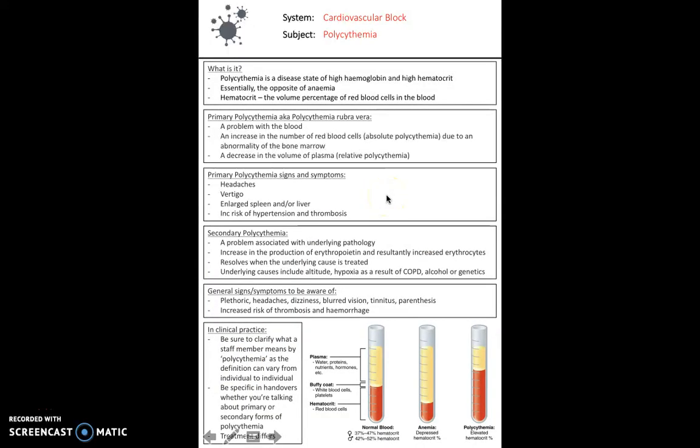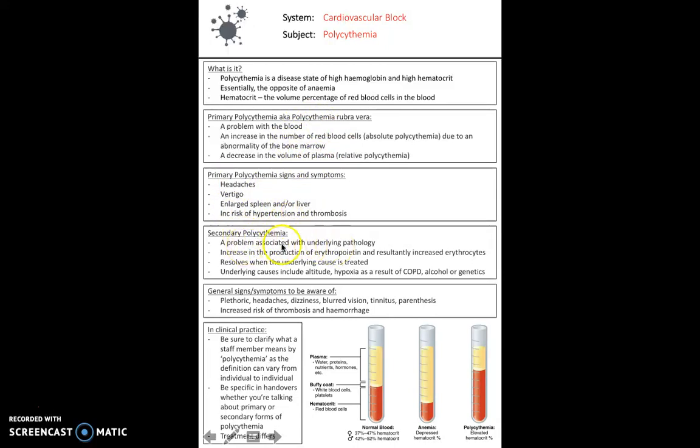Polycythemia is essentially the opposite of anemia, so this is a disease state of high hemoglobin or high hematocrit. And remember that hematocrit is the volume percentage of red blood cells within the blood. Polycythemia can be primary or secondary. So primary polycythemia or polycythemia rubra vera is a problem with the blood. So this is an increase in the number of red blood cells due to an abnormality of the bone marrow where they're produced. This can cause headaches and vertigo and hepatosplenomegaly.